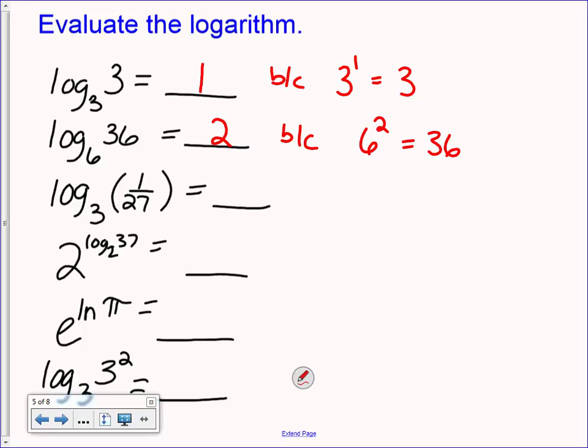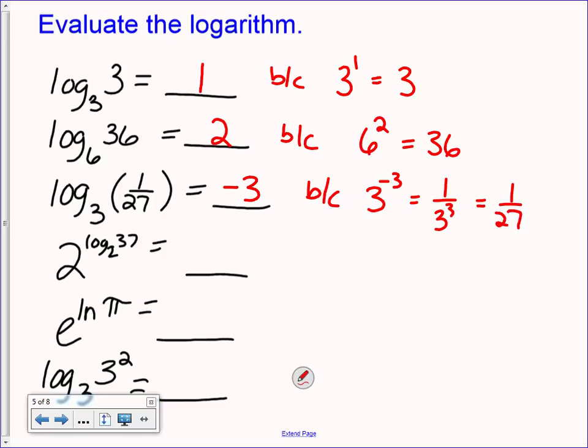Okay, let's look at the next one. We have log base 3 of 1 over 27. Well, that actually equals negative 3, because 3 to the negative 3 would become 1 over 3 cubed, which would equal 1 over 27.